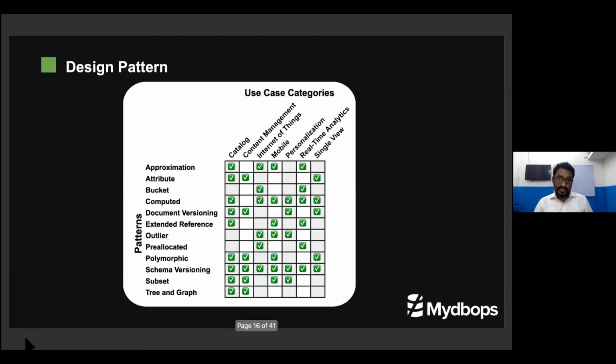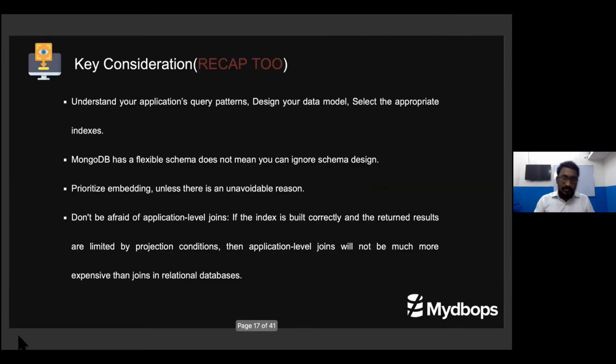Based on the use case, you can choose the existing schema modeling, which is defined by MongoDB. So what is the key consideration? What are the considerations you need to make before or while doing the schema design? You need to understand your business application query pattern, design your data model, and select your appropriate index. Everything needs to be done properly.